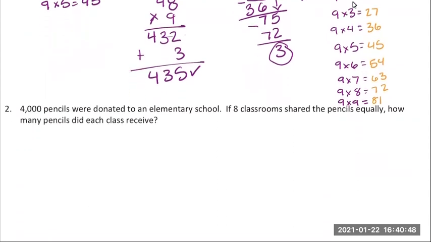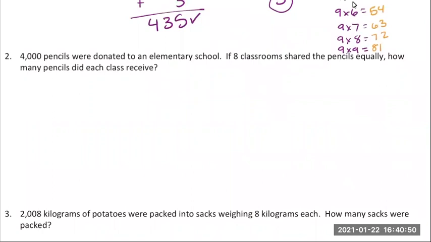Okay, let's look at the next question. 4,000 pencils were donated to an elementary school. If 8 classrooms shared the pencils equally, how many pencils did each class receive? Okay, let's do 4,000 divided by 8. This one's a little bit easier, not quite as complicated. Okay, so we know we can't do 4 divided by 8, so we're going to put a little X over there. We're going to look at it as 40. 40 divided by 8. Well, we know 8 times 5 is 40, so 40 divided by 8 is 5.